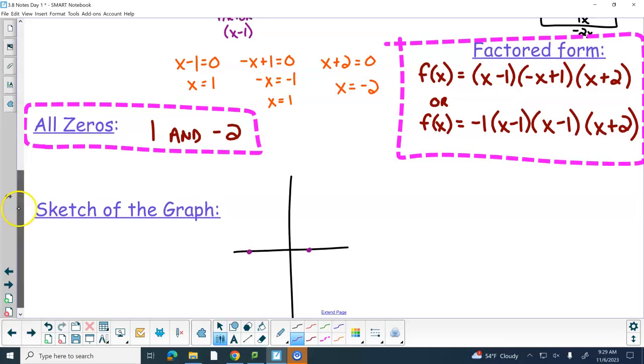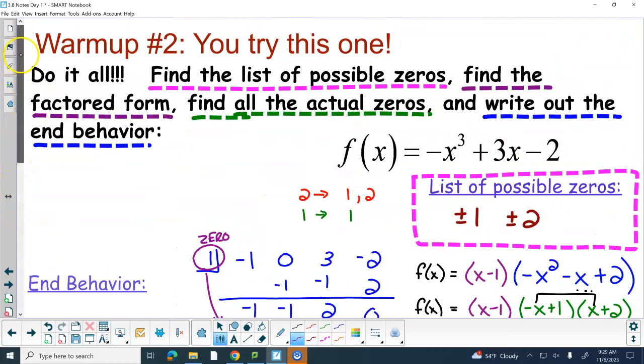So let's go back. Now this is thinking way back to the beginning part. It's got an odd degree, right? Does that mean that my function is going the same direction on both sides or opposite directions? Opposite direction. It's got a negative lead coefficient. That means the right side of my graph, is it going up or is it going down? It's going down, so it's going to look like this, right?